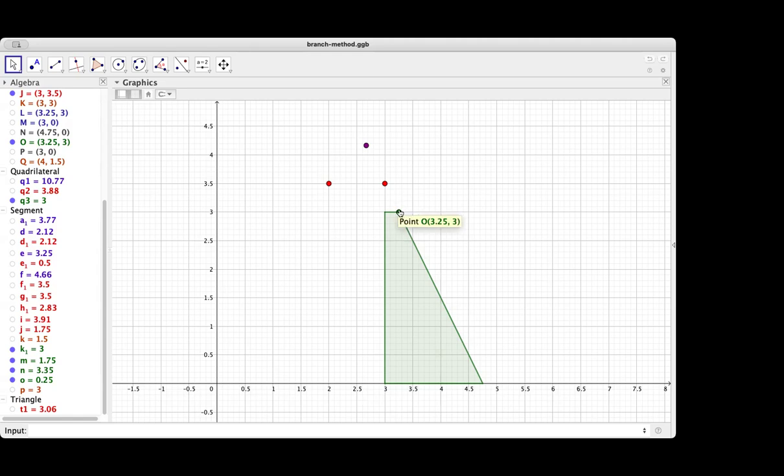Now, 3.25. The integers that are closest to it are 3 and 4, right? So you remove the region between 3 and 4 from here, okay? So let me see. Okay, so if you remove the region between 3 and 4, you will get something like this. Where's the other one?